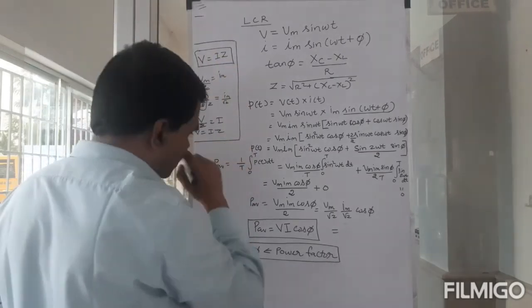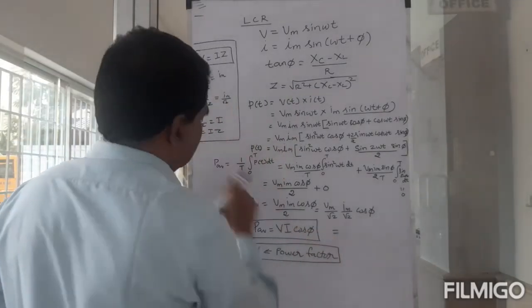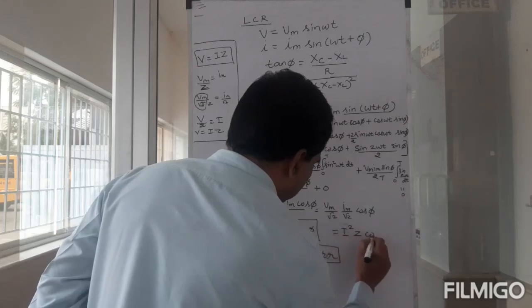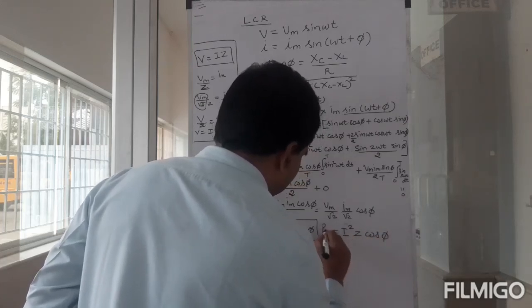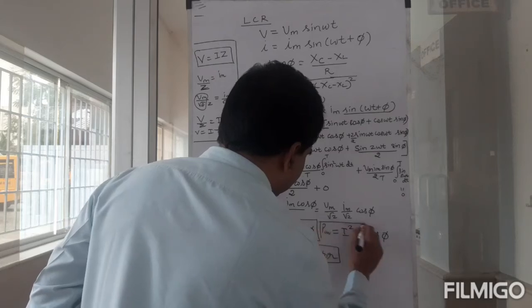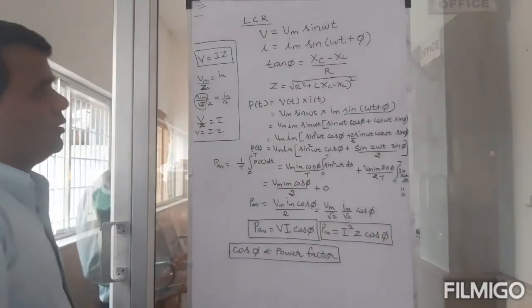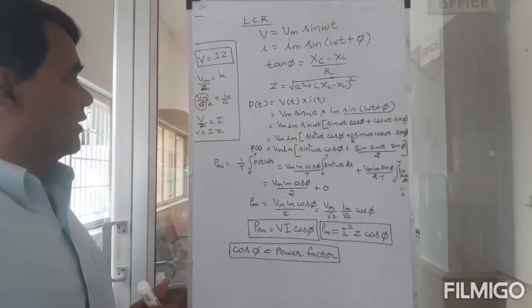So I'm going to put that here. So P average is going to be I Z into I, so I squared Z cos phi. This is another equation. So P average can also be written like this. Cos phi is called the power factor.